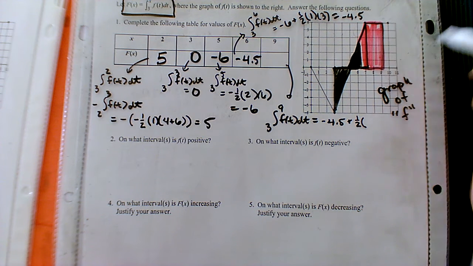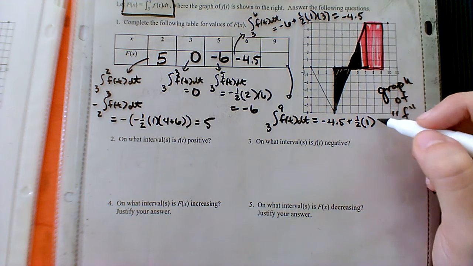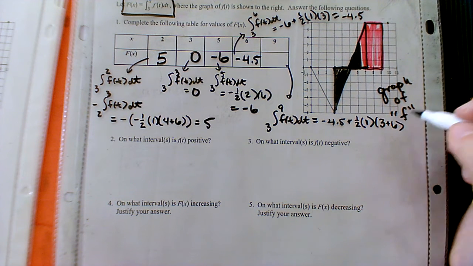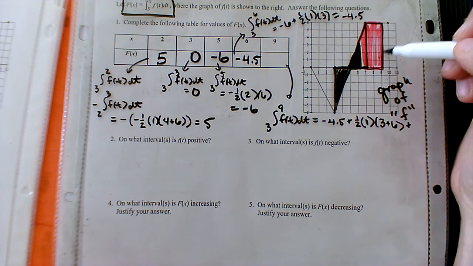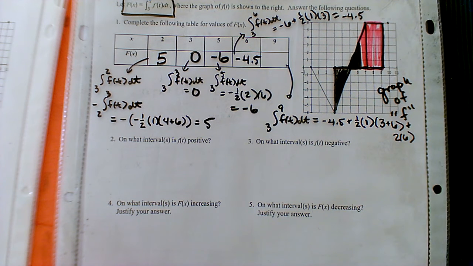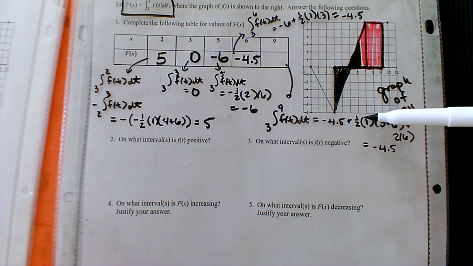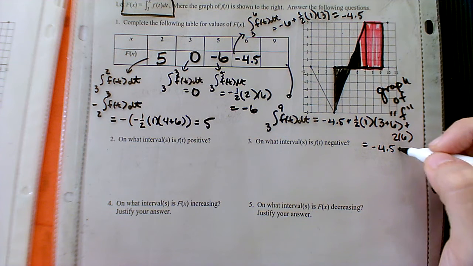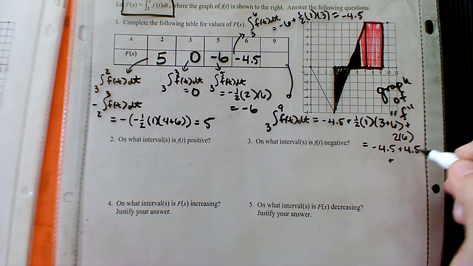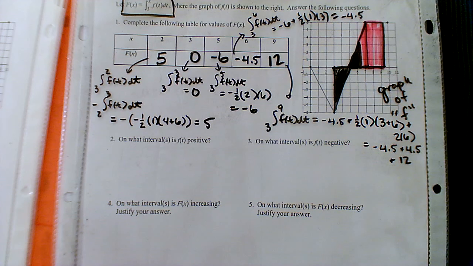The base of this trapezoid is 1, the parallel sides are 3 and 6. And then we'll add the area from the rectangle, which is 2 by 6. So we need -4.5. Half of 9 is 4.5, and then we have to add 12. So looks like overall we'll get 12.